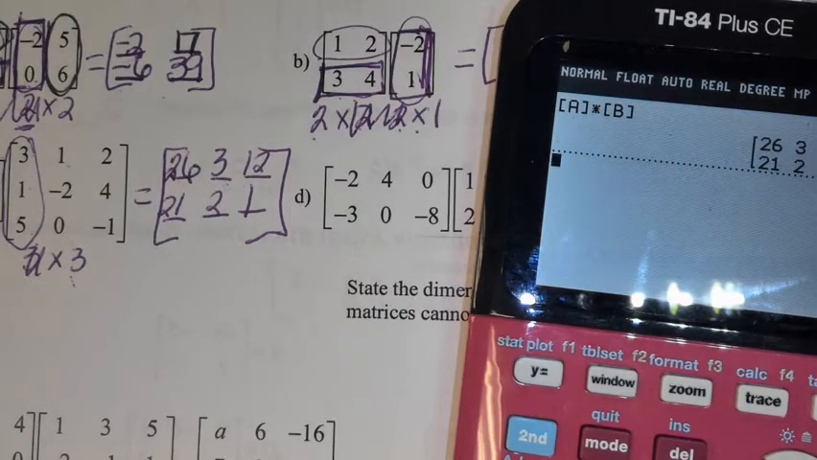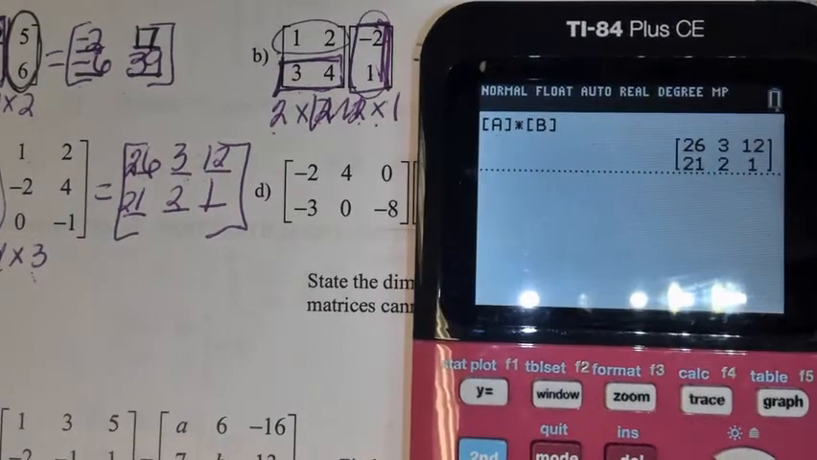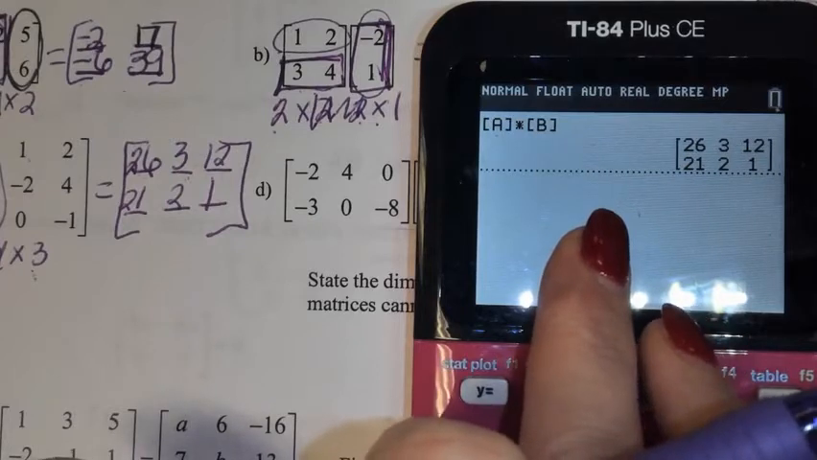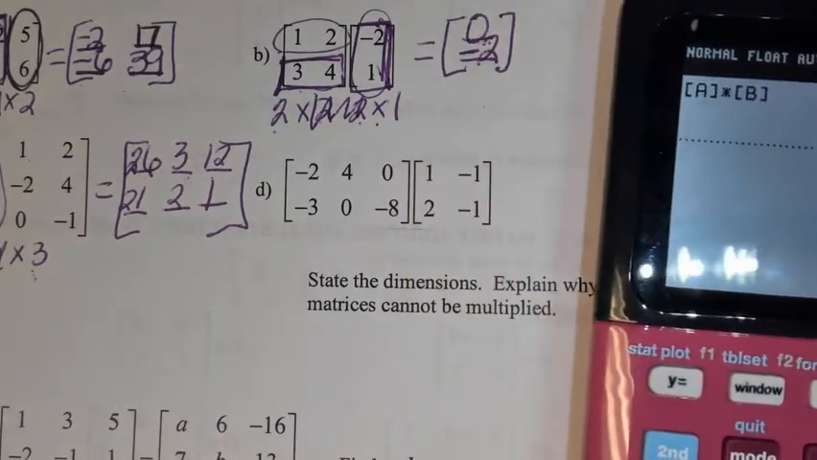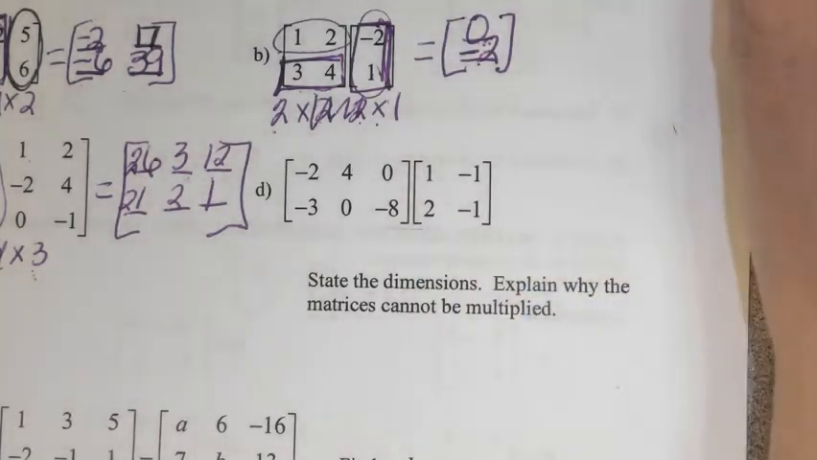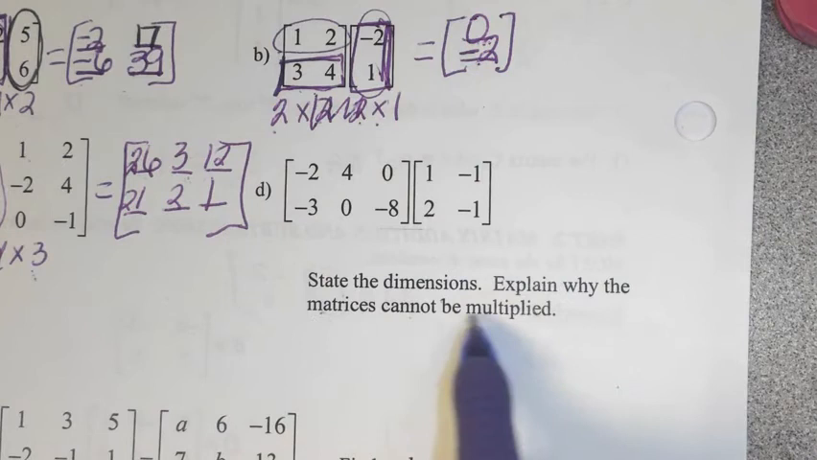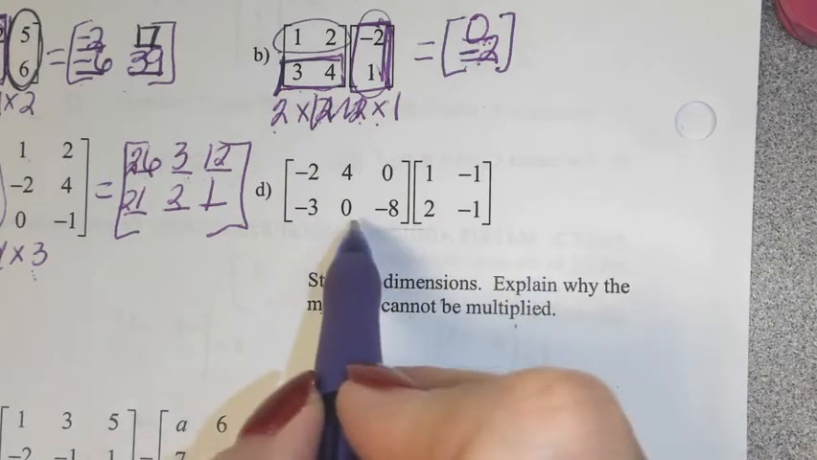Okay? So you will need to be able to multiply matrices by hand on your own and on the calculator. You need to know how to do both. But the calculator, of course, on those larger matrices is very helpful. So let's look at letter D now. It says state the dimensions, explain why the matrices cannot be multiplied.